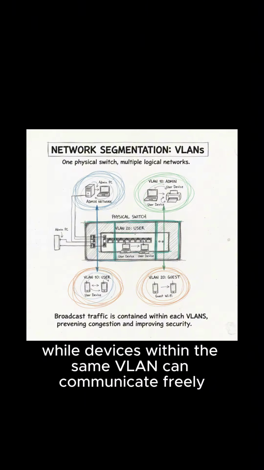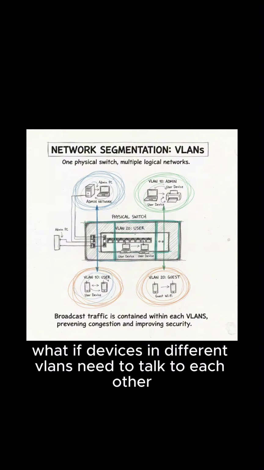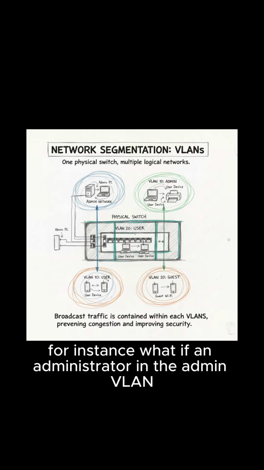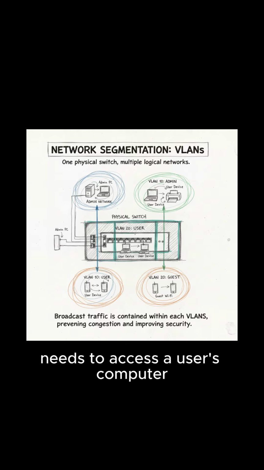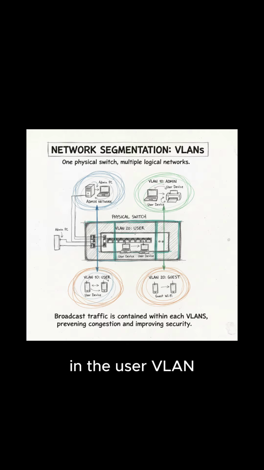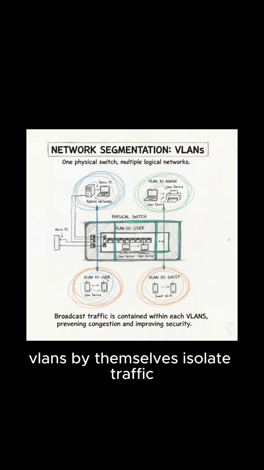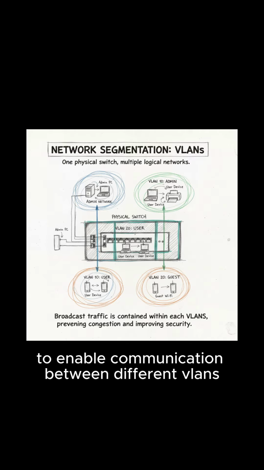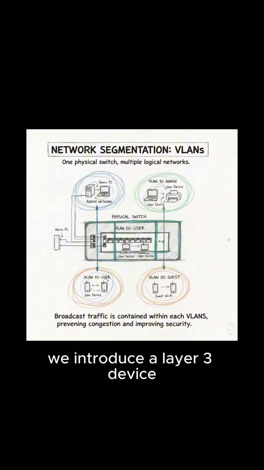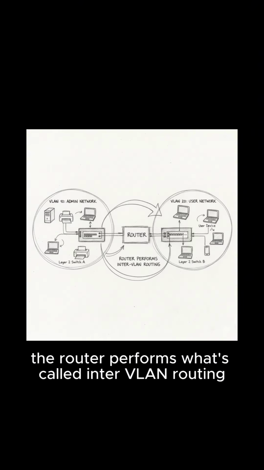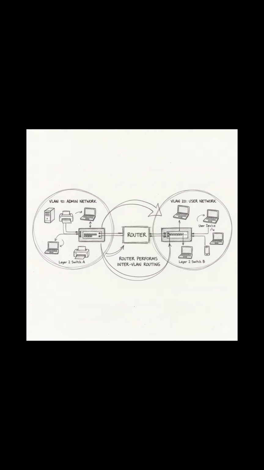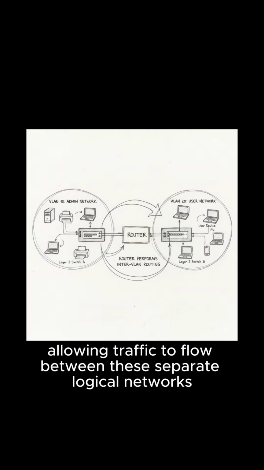While devices within the same VLAN can communicate freely, what if devices in different VLANs need to talk to each other? For instance, what if an administrator in the admin VLAN needs to access a user's computer in the user VLAN? VLANs, by themselves, isolate traffic. To enable communication between different VLANs, we introduce a Layer 3 device, typically a router. The router performs what's called inter-VLAN routing, allowing traffic to flow between these separate logical networks.